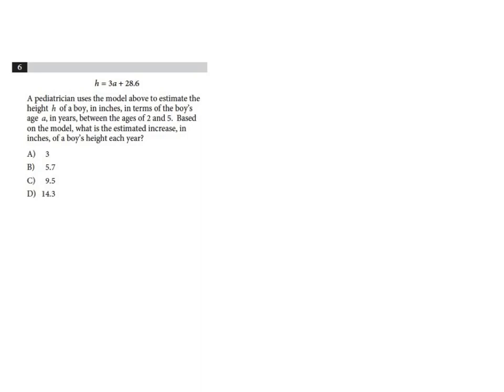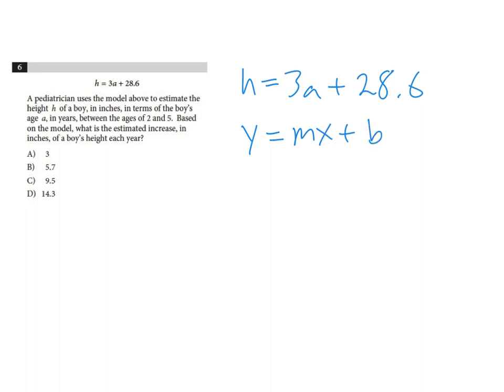Okay, so well, our equation h equals 3a plus 28.6 should really stand out right away as y equals mx plus b. Okay. We know this is a linear equation. It's going to be something of the form, yeah. And we know that the rate of change per year, which is based on this input of a in years, is going to be 3.